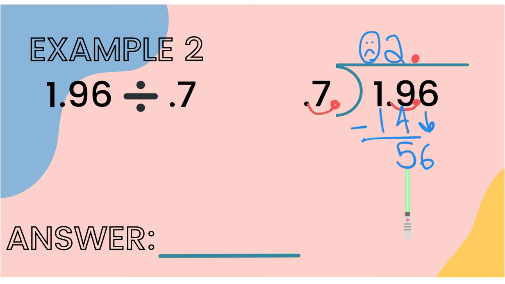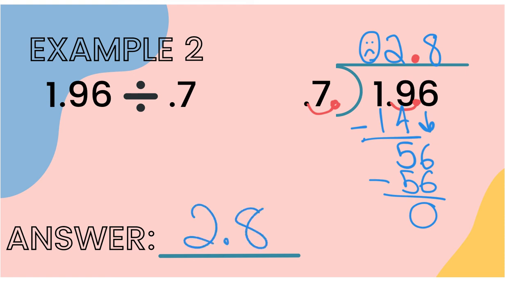And then next we do 56 divided by 7. And a lot of people forget about this, but 7 goes into 56 exactly 8 times. So we put our 8 here. 8 times 7 is 56. We subtract and we get 0. So our final answer is 2.8. You don't need to write this 0 at the beginning.